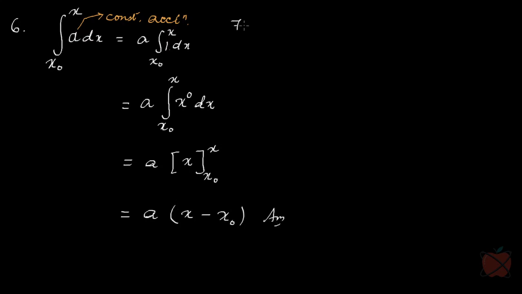Number 7. Let's say we have this integration from u to v of dv. So dv here is the velocity. Again here you have a 1 out here. So what we can do here, we can just go directly till here. So this is basically v minus u. That is the answer. You can work this out and prove this.